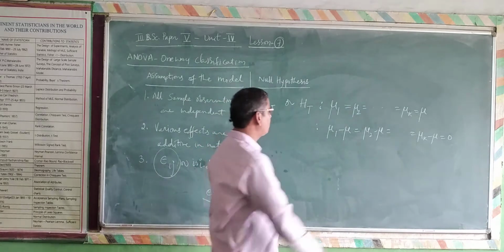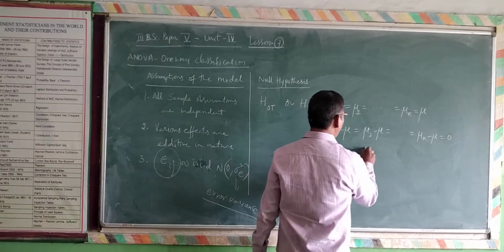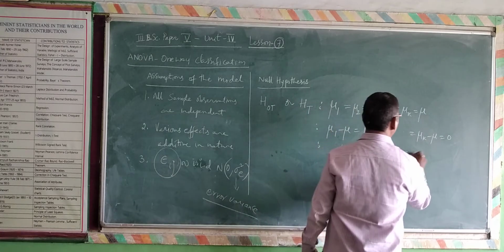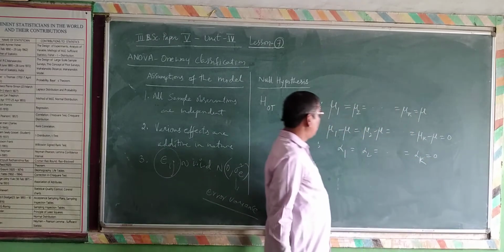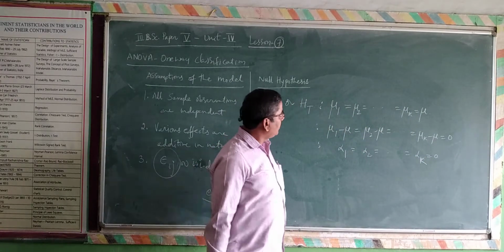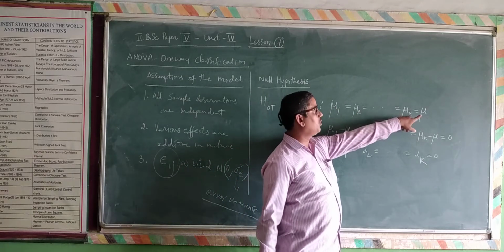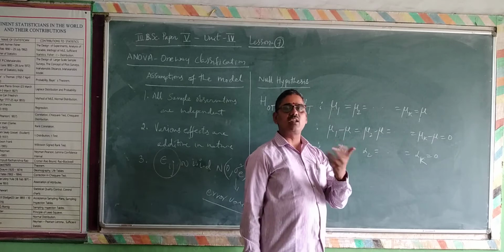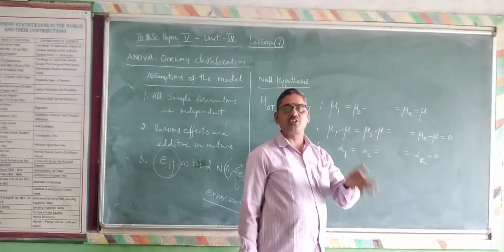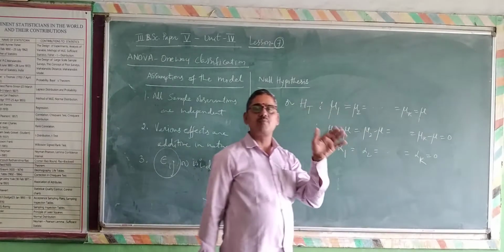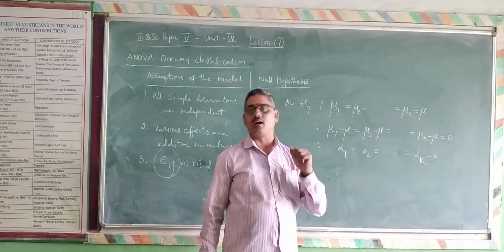That's what I consider, and we know this is nothing but mu1 minus mu is alpha 1, is equal to alpha 2, and so on, is equal to alpha k, is equal to 0. Hope you understand. I hope you are following this, right? What I have calculated, mu1 is equal to mu2 is equal to mu-k, which is equal to mu. That is, all the treatment effects are same, which is equivalent to mu.